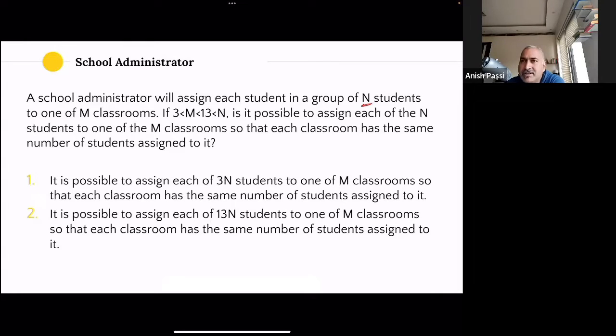So there's a school admin, there are a bunch of students, there are a bunch of classrooms, and that guy will assign each student out of those students into classrooms. Each student into one.